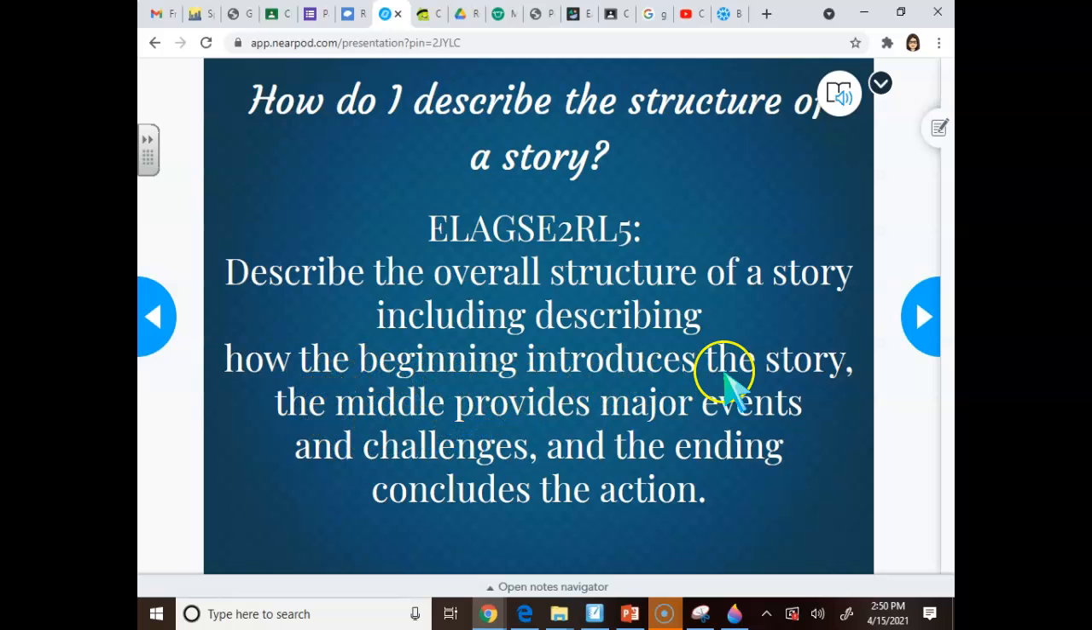All right, so one more time. Beginning introduces the story. You learn about your characters and their setting. In the middle, you have all of your action. That's where you find out the major trouble that the character's going through and all the challenges they have to overcome. And then at the end, the problem is solved and the story closes. So we solved the problem, it's closing.